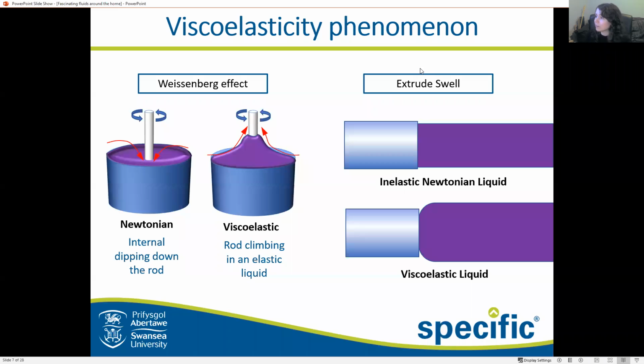Also, this can have effects in industry. So when you want to extrude something like a polymer, a plastic, if it's Newtonian, it will just come out nicely in a nice straight line. But if it's viscoelastic, you'll get this swell which surges out around the edges. So these are a couple of ways in which you can test some of your fluids later on. Maybe if you were to squeeze something out of a tube or to just spin it in a pot.